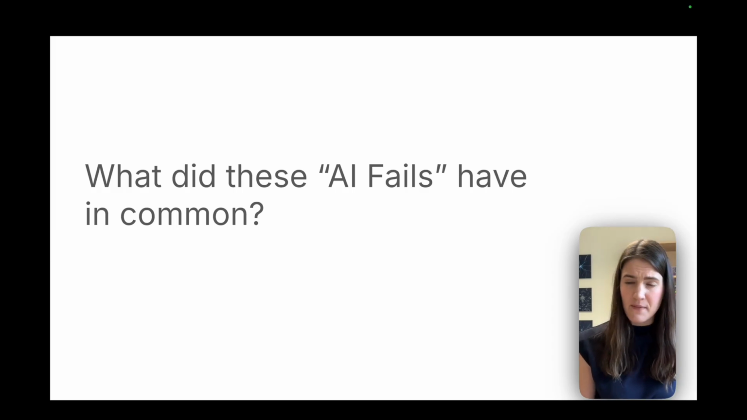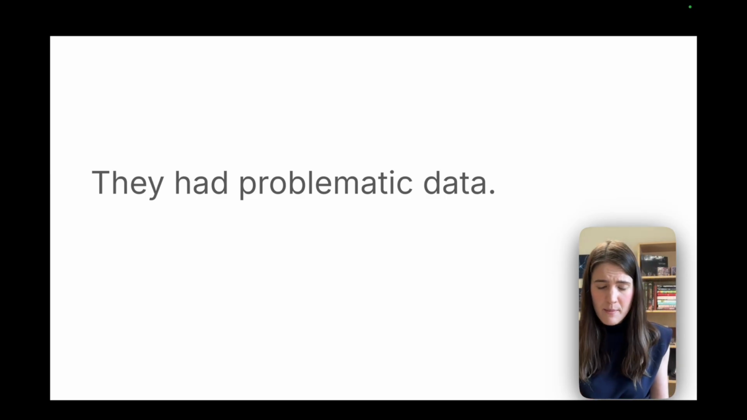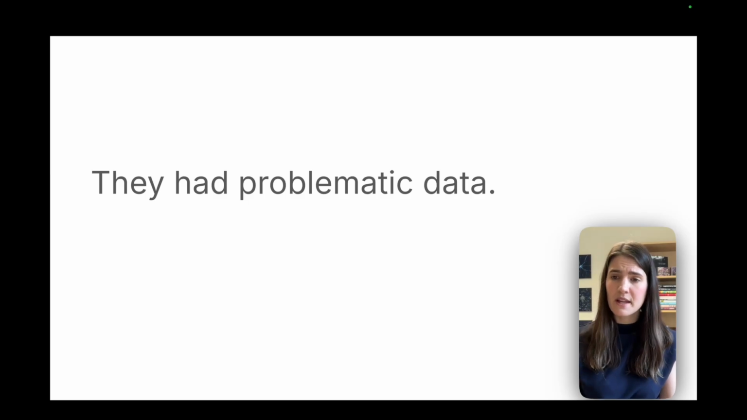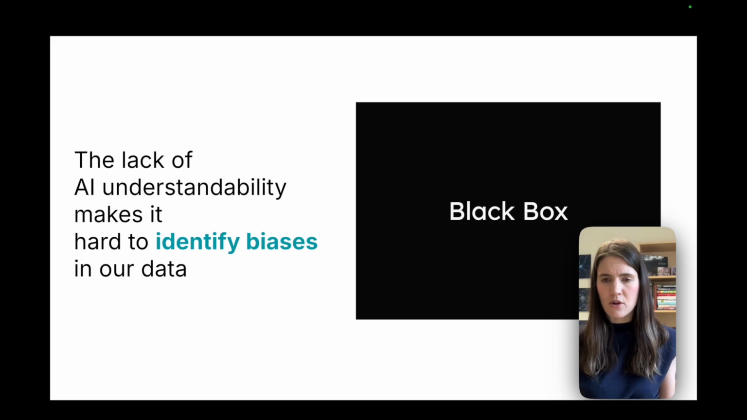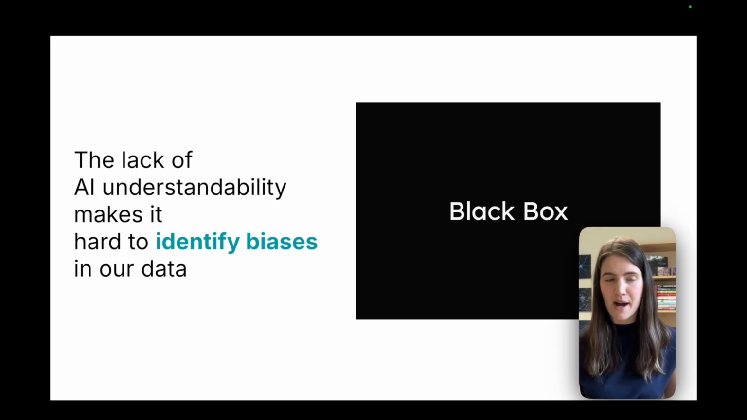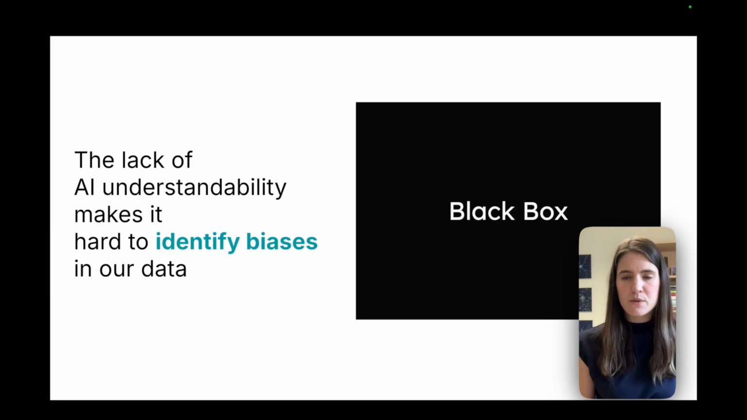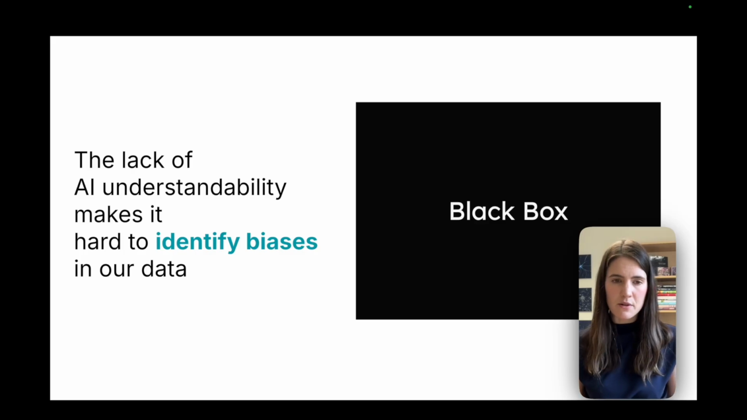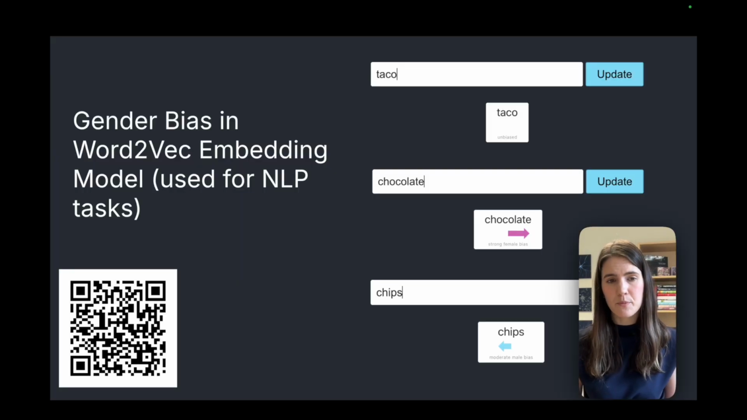So what did these AI fails have in common? They had problematic data that enabled this goal to be manipulated and discriminatory. And we've talked a little bit about black box models, and we're going to talk more about black box models, and we have a whole sequence on black box models, but there's this lack of AI understandability. And because we don't know what's going on inside of a lot of these AI models, it makes it really hard for us to identify biases in our data.